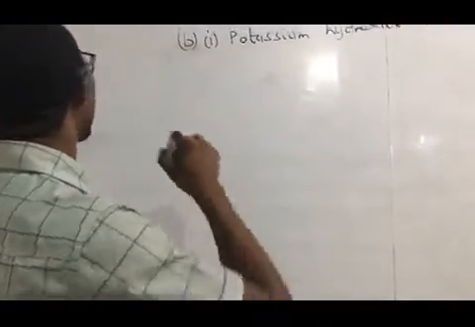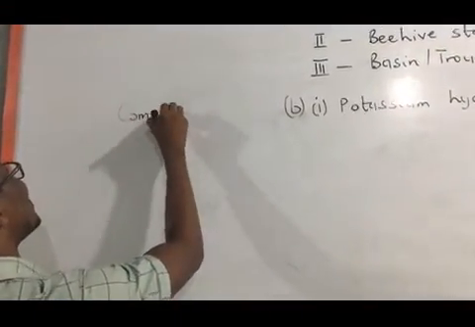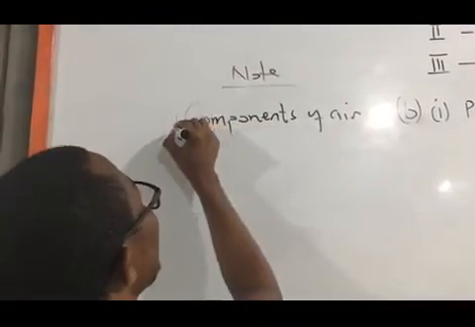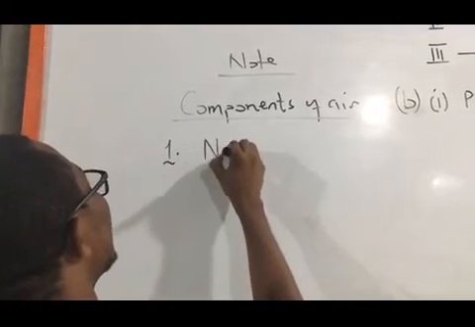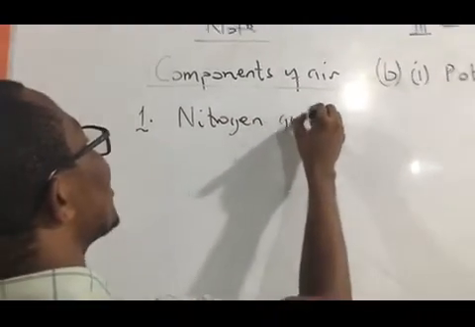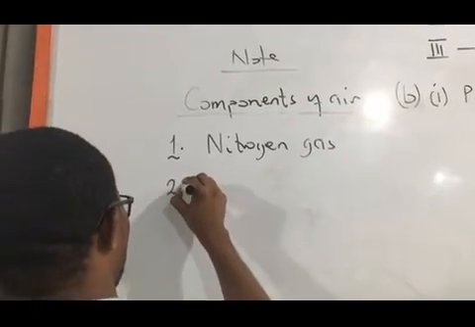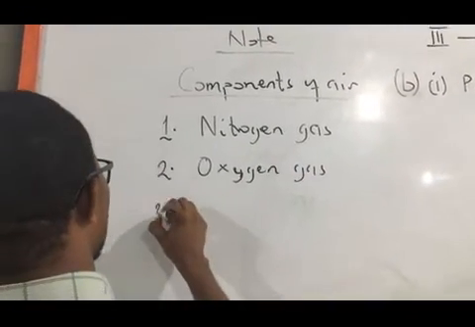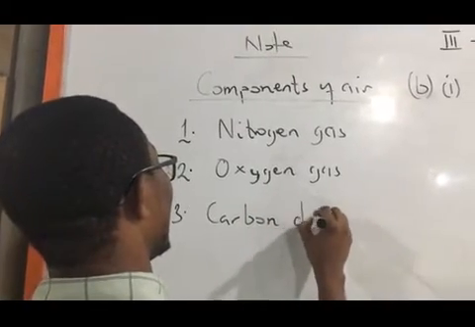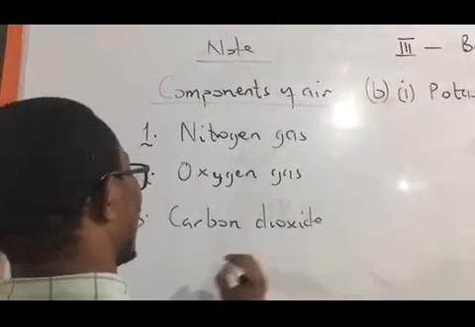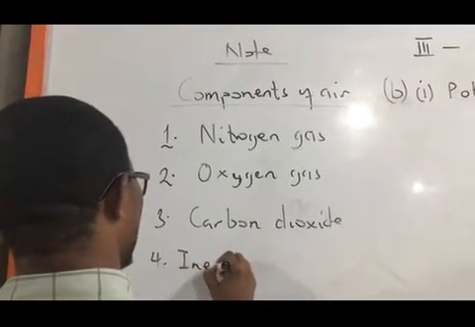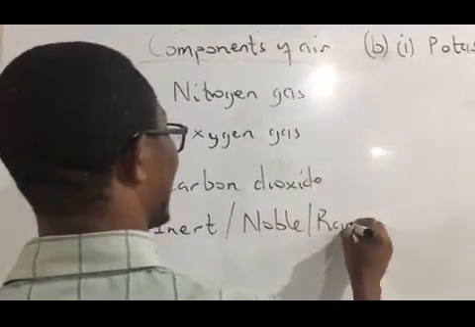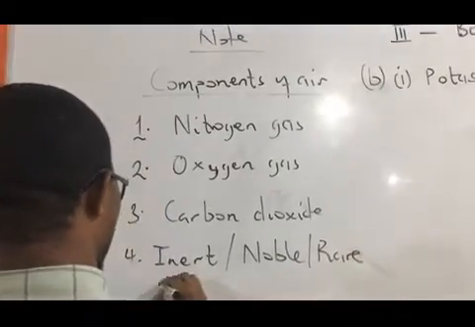So first of all, you should know the components of air. In the components of air, you have nitrogen gas, oxygen gas, carbon dioxide, and inert gases, which we also call noble gases or rare gases.